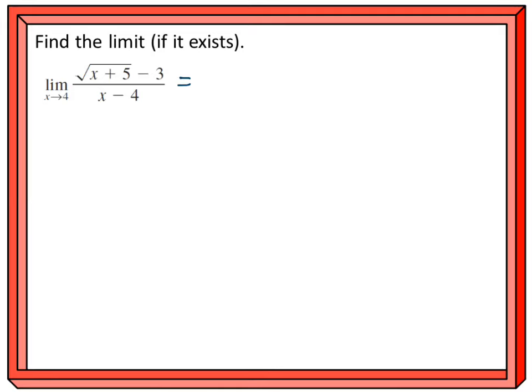So if I directly substitute in, I get the square root of 4 plus 5, which is 9, minus 3 over 4 minus 4. Square root of 9 is 3. 3 minus 3 gives us a 0 over a 0, which is an indeterminate form. So then we're going to try to fix it.